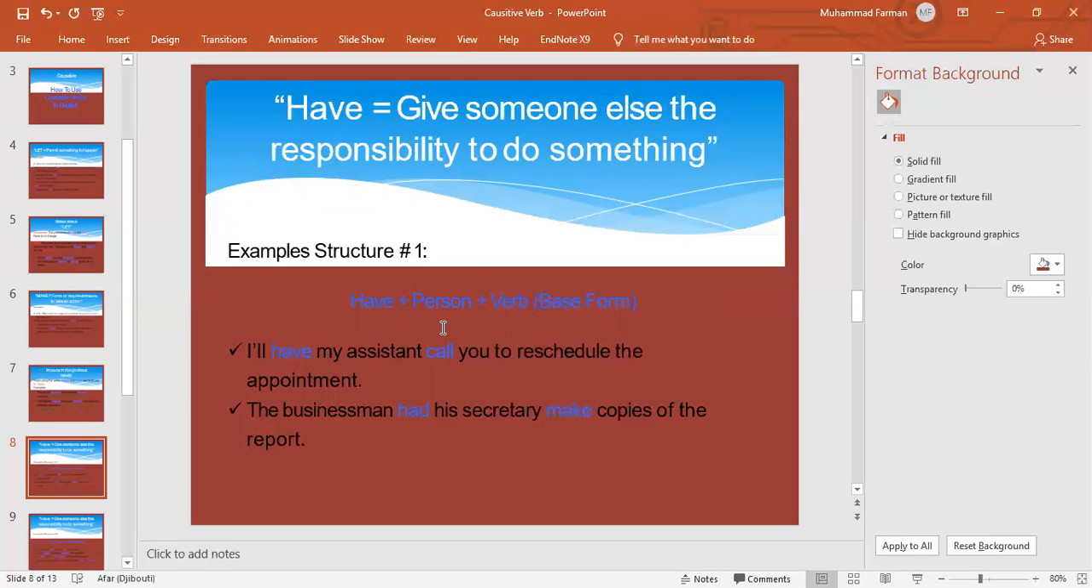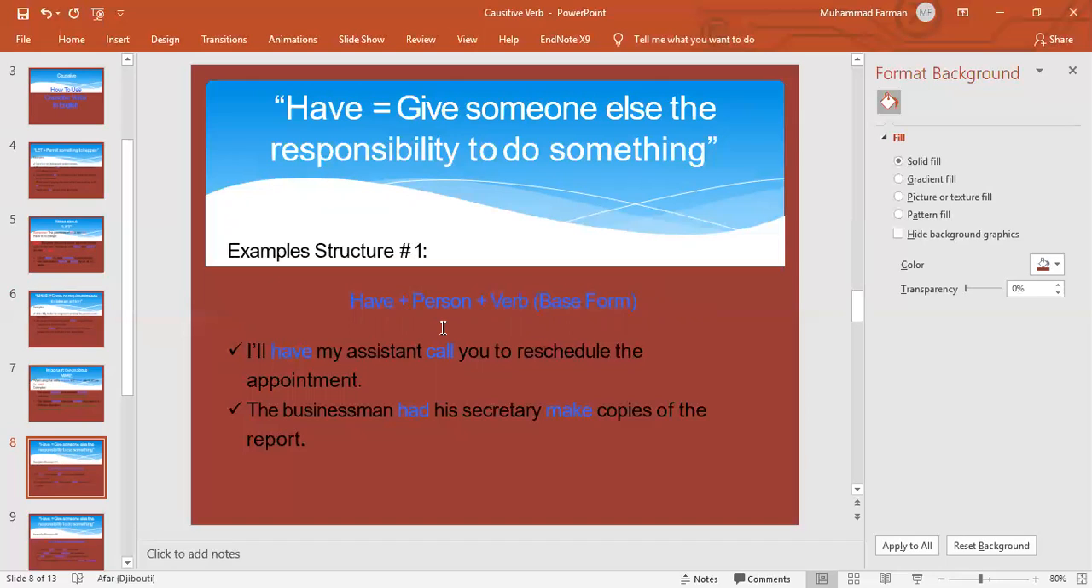Let's move on to the examples, just like: I will have my assistant call you to reschedule the appointment. Again, the word have is being utilized just to show responsibility. I will have my assistant call you to reschedule the appointment. In the second example, the businessman had his secretary make copies of the report. Again, the word had is the second or third form of the verb have.